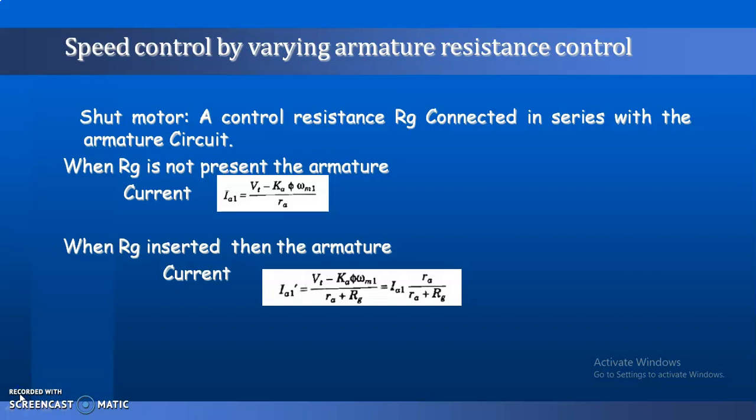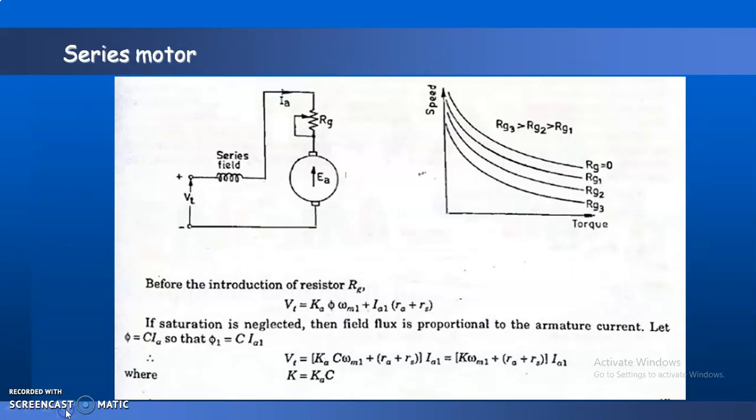Now, speed control of DC series motor. Here we draw a series motor, where the series field is connected. Before introducing Rg, the external resistance, the terminal voltage is Vt = K phi omega m, that is the first field, plus Ia (Ra + Rs), where Rs is the series field resistance.